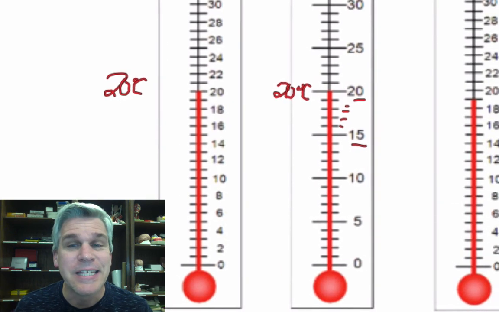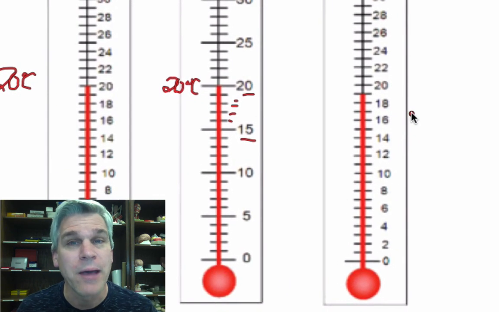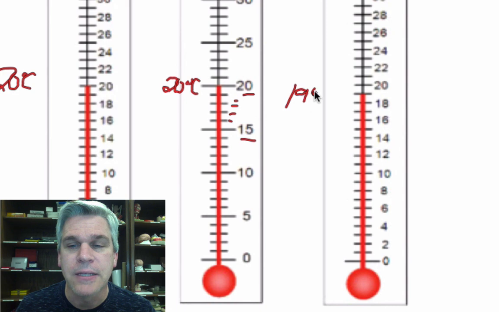What about C? What is the temperature of thermometer C? If you said 19 degrees Celsius, you'd be correct. So this year we want to make sure that we're very good at taking measurements. We're going to do some practicing taking some measurements in our very next activity.